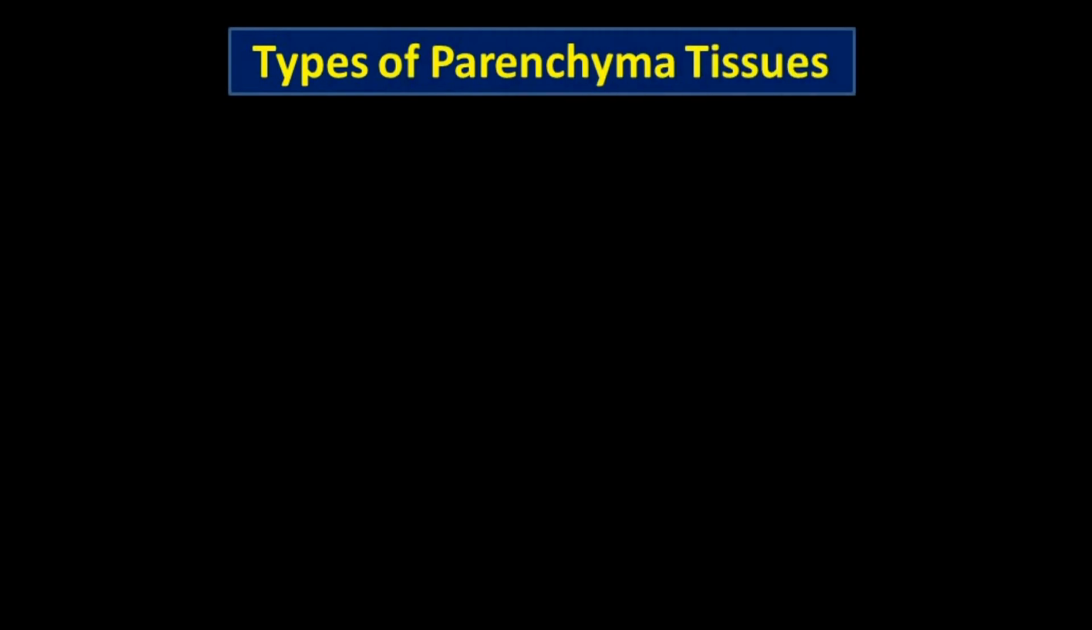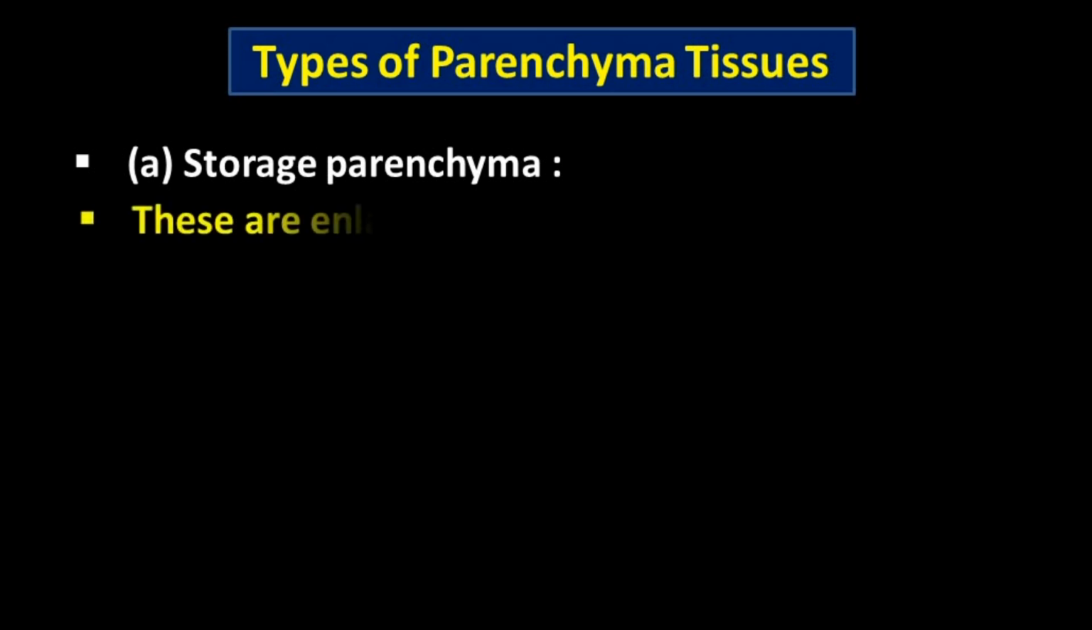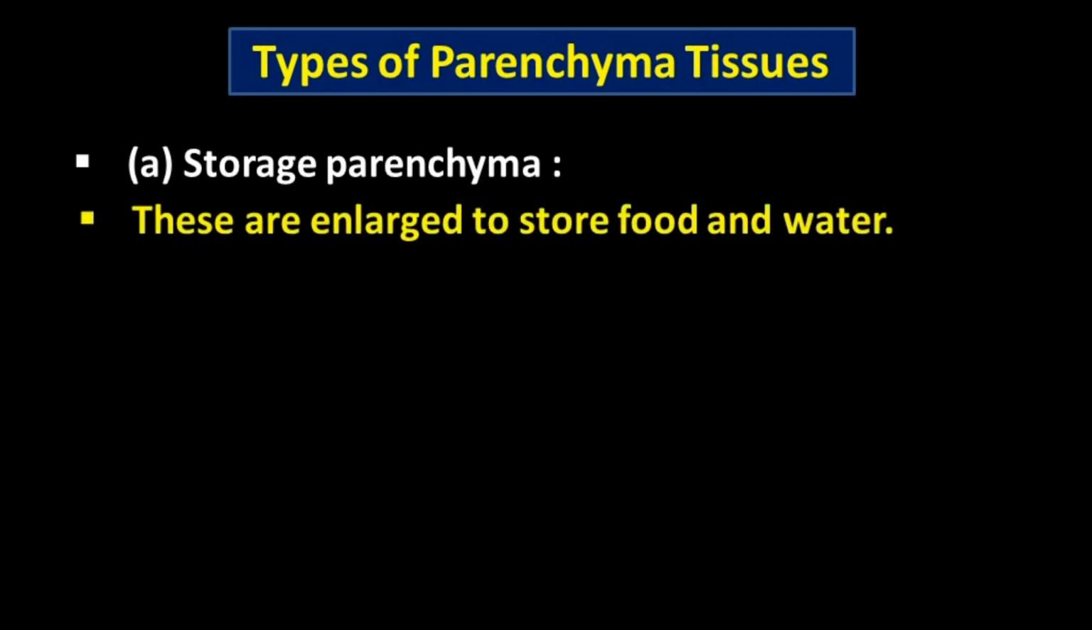Types of parenchyma tissues. 1. Storage parenchyma. These are enlarged to store food and water. Storage parenchyma का काम क्या है? Storage of food and water. These are enlarged and store food and water.